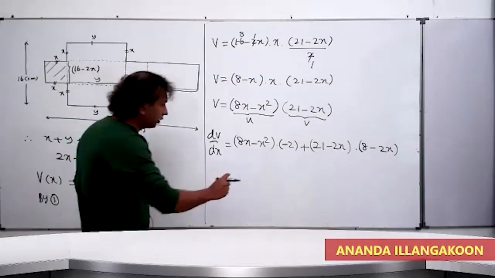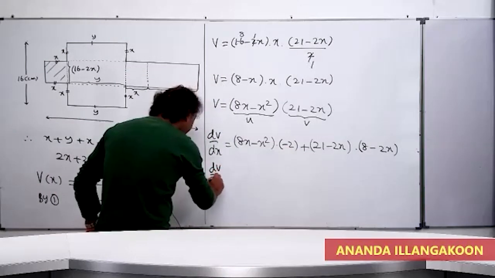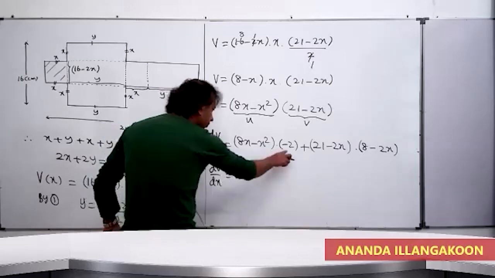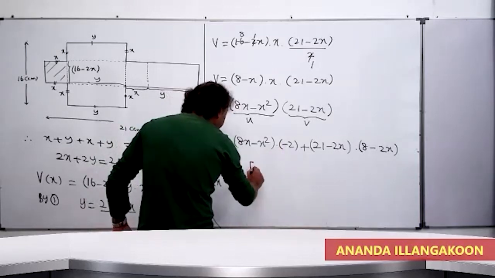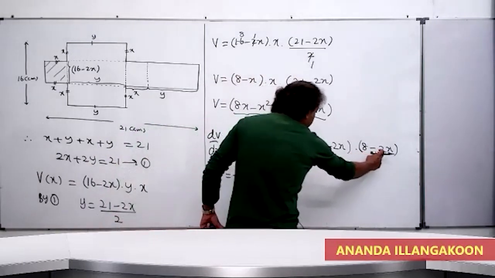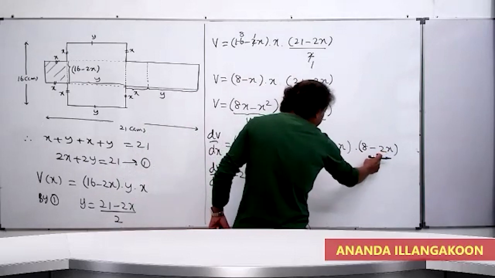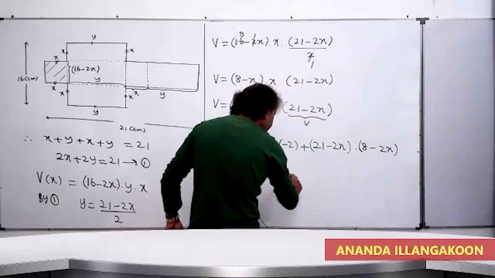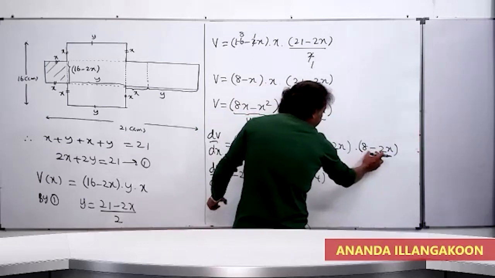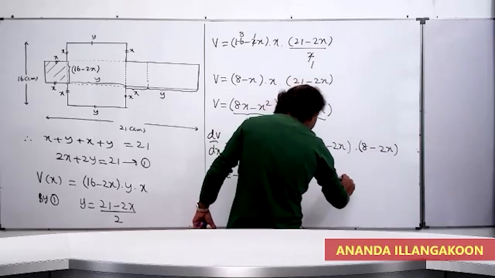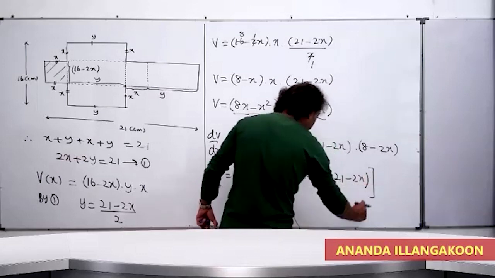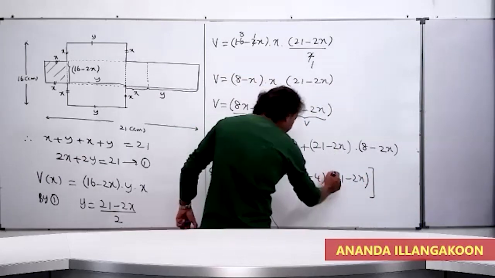Now we can take minus 2 out. Also take minus 2 out. 8x minus x squared. And when you take minus 2 out, people, here we get x minus 4. When you take minus 2 out, x minus 4 come in here, 21 minus 2x come in. Right, no?